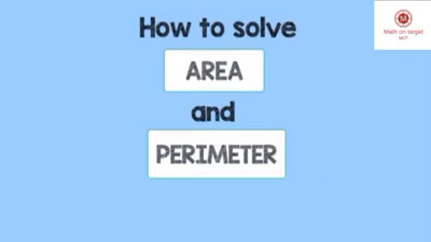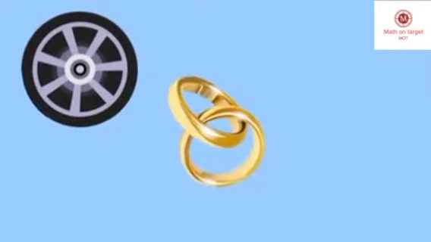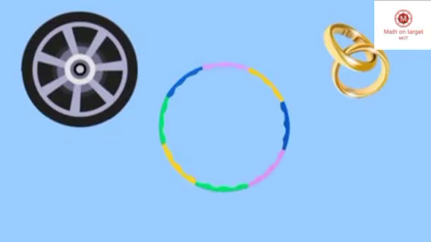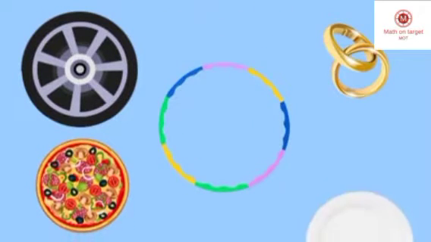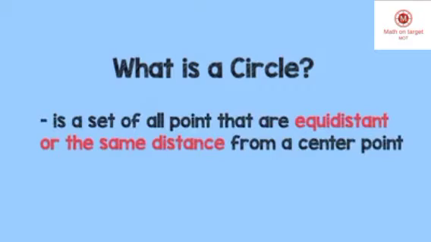How to solve the area and perimeter of a circle. We can find circles everywhere we go. Wheels, rings, hula hoops, pizza, and plates are some examples of circles. But mathematically, what is a circle? Well, a circle is a set of all points that are equidistant, or the same distance, from a center point.